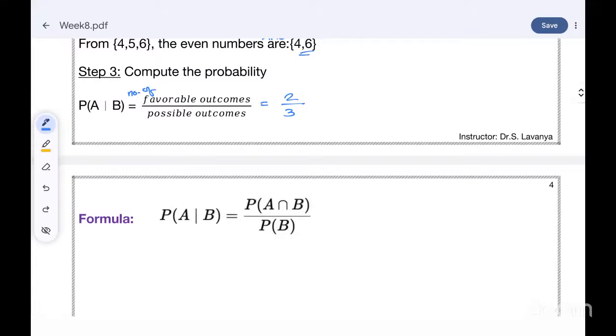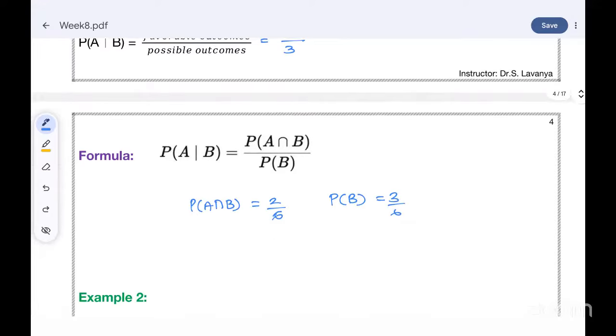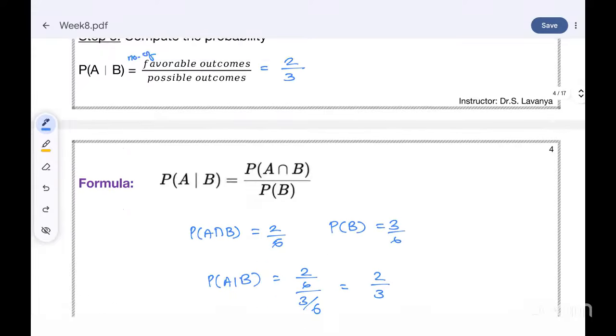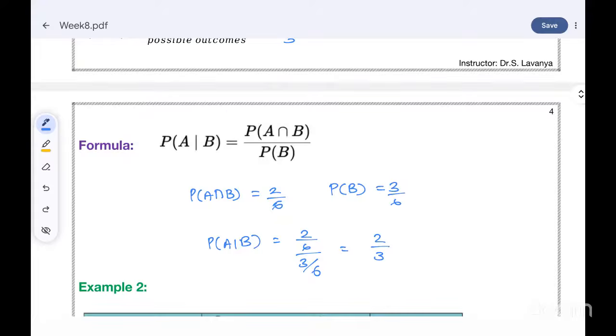If we apply this formula in the previous scenario, what do we get? The probability of A intersection B is 2 by 6, and the probability of B is 3 by 6. So the probability of A given B is 2 by 6 divided by 3 by 6, and again we get 2 by 3. Either you can understand it directly, or you use this formula. Both should give the same answer. So far, is conditional probability clear?